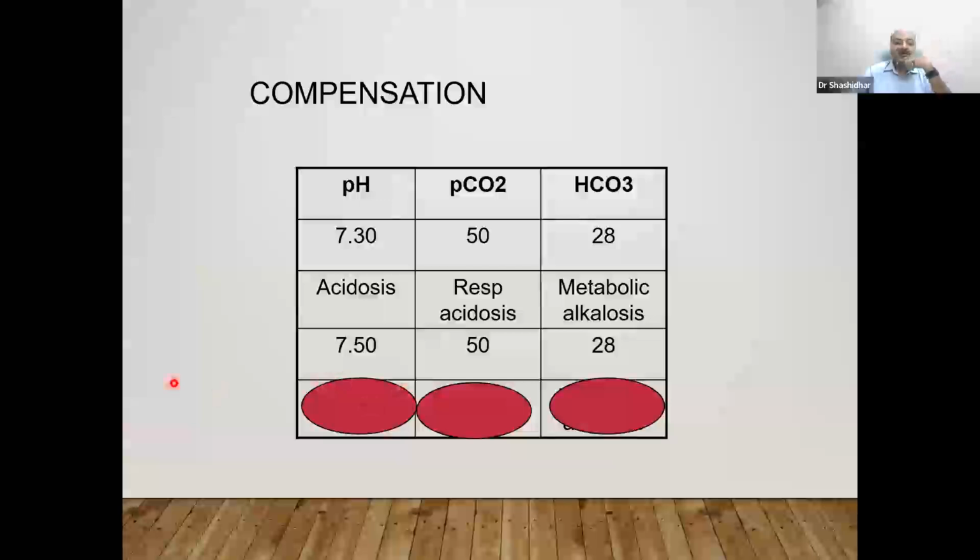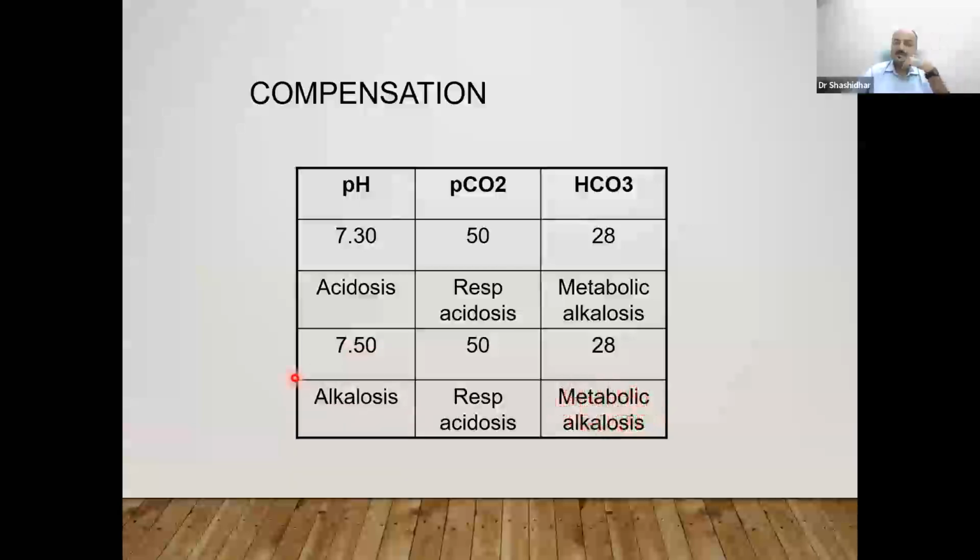Let's look at the second one. 7.5 pH, PCO2 50, bicarb 28. So 7.5 is alkalosis. PCO2, can it explain? No. So there is respiratory acidosis. A high bicarb can explain the higher pH. So there is a metabolic component as well.